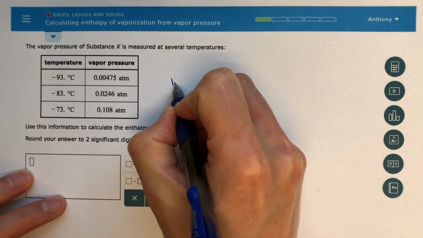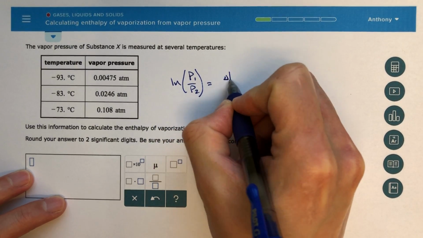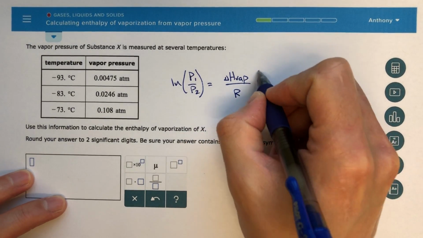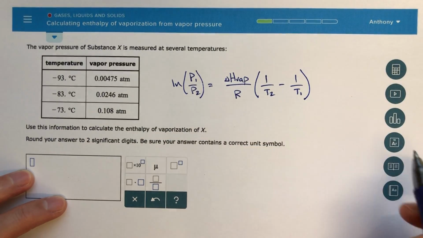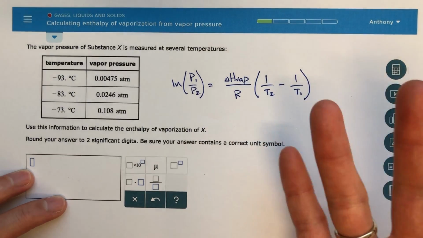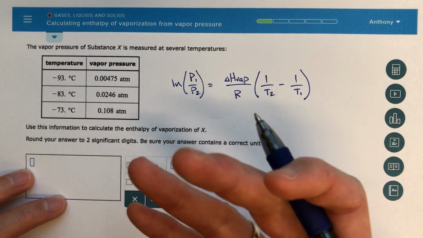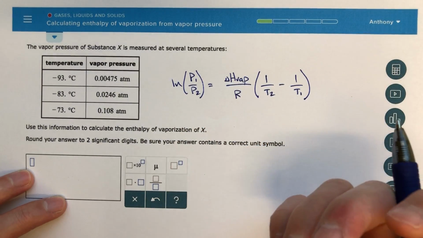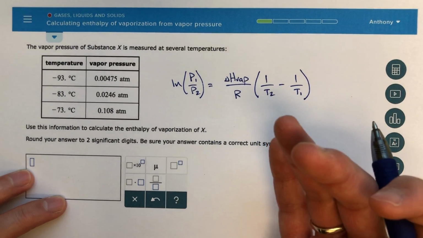So if we look at the Clausius-Clapeyron equation, the natural log of P1 over P2 equals the delta H of vaporization, which is what we're looking for in this problem, over R, times 1 over T2 minus 1 over T1. If you look at the explanation on ALEKS, it has you use this equation to make the equation of a line, graph this data, and then figure out the delta H of vaporization from the line. Like I said, that's definitely a valid and good exercise to do, but it's not necessary.